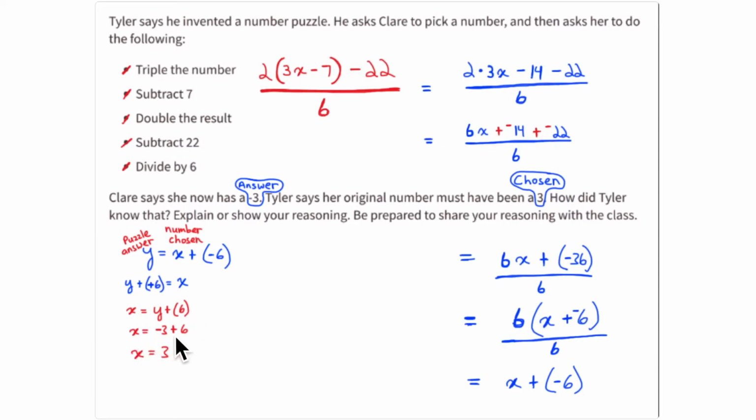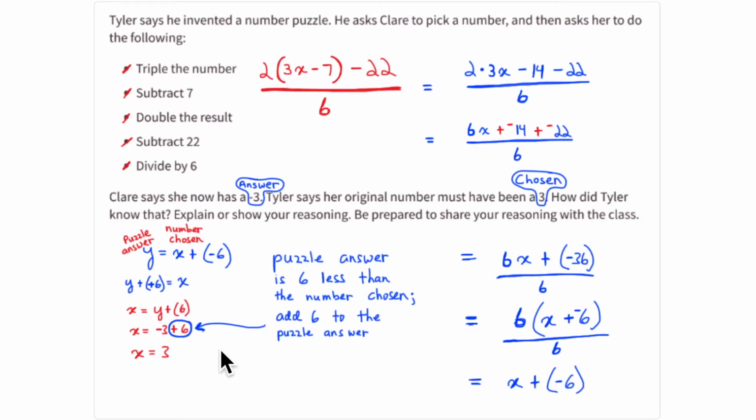So a way to say that in words, so here the y is -3, so y is the answer. Then you just add 6 to that negative 3, and you get the number that was chosen. So if you look at this, you start to realize that the answer is 6 less than the number chosen.